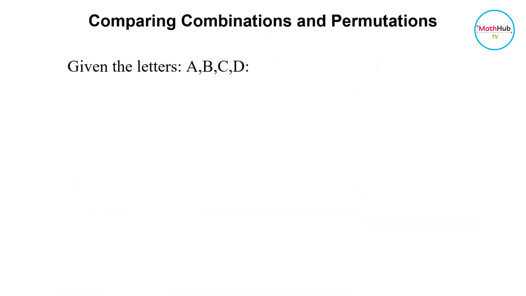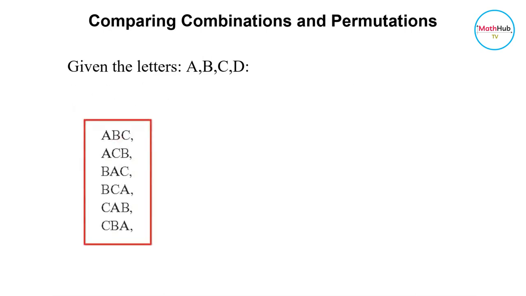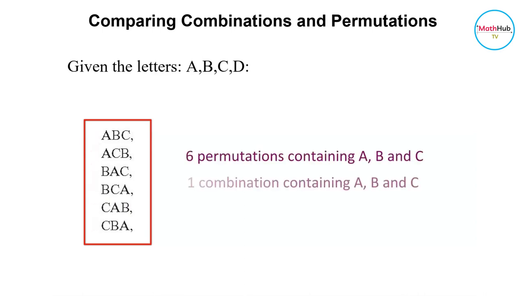To solidify our understanding on the basics of combinations and permutations, let us consider this next example. Given the letters A, B, C, and D, we can compare how many permutations and how many combinations are possible if we choose 3 letters at a time. Suppose we pick ABC, ACB, BAC, BCA, CAB, and CBA. These choices would result to 6 different permutations, but only 1 combination, which is ABC.